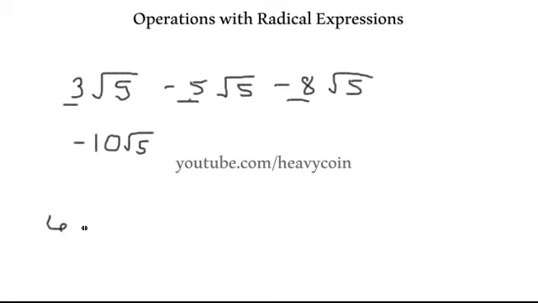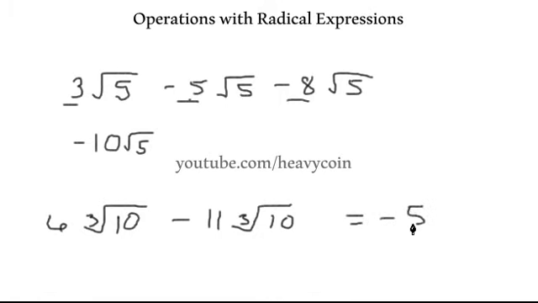If I had 6 times 3 roots of 10 minus 11 times 3 roots of 10. As you can see, we have 3 roots of 10 in both of these. So this would be 6 minus 11, and 6 minus 11 is going to be negative 5. And we just write 3 roots of 10.